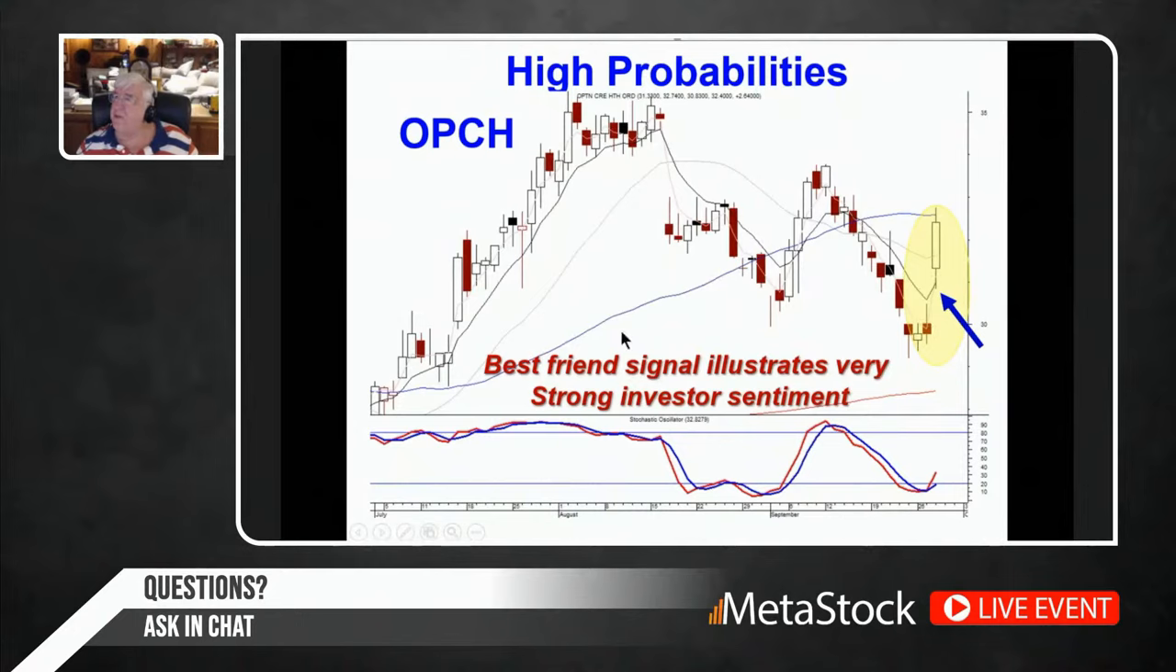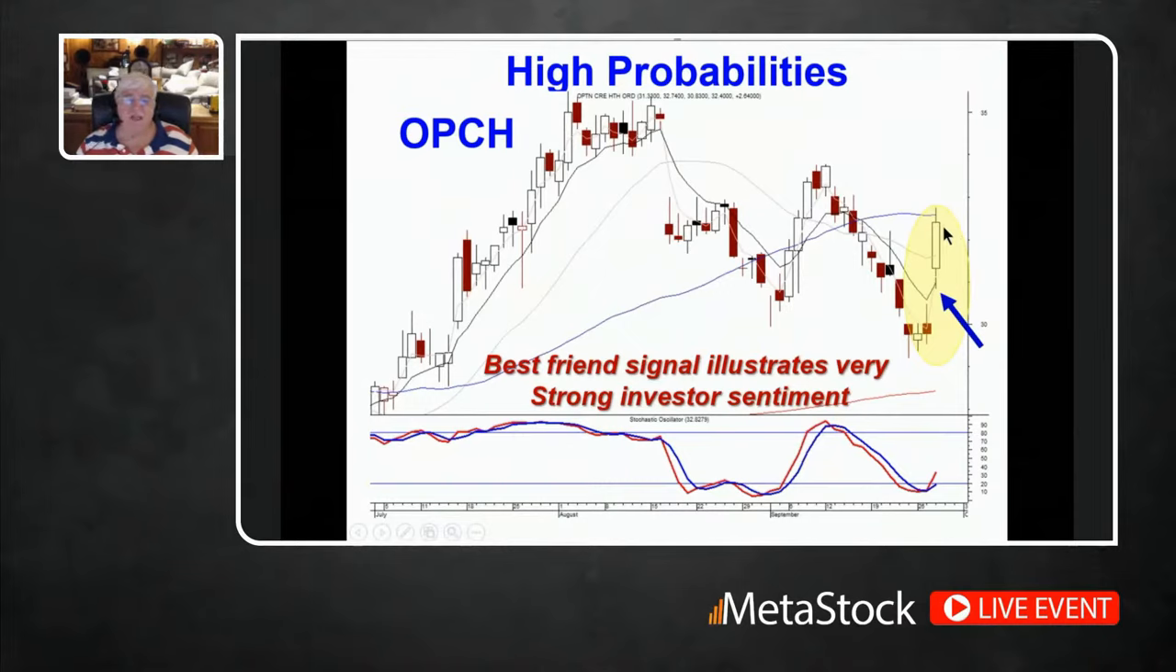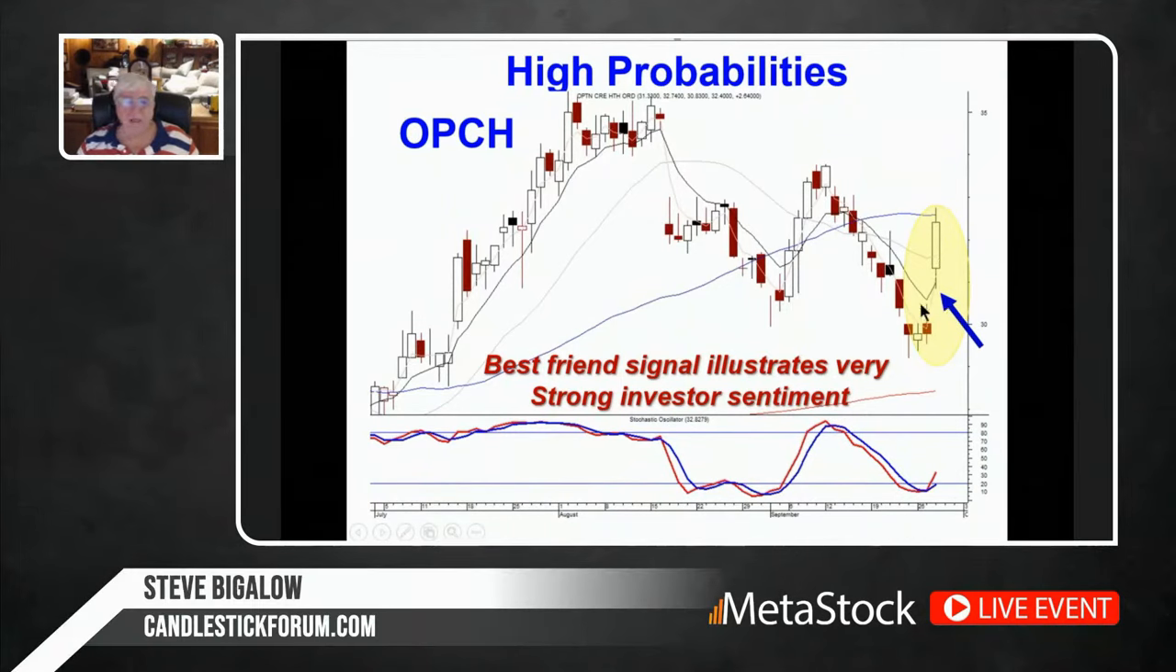There's your best friend on OPCH. This illustrates there's been a very strong reversal. And again, the best friend signal is our top ranked signal and pattern, number one, for three elements. One, that's telling you of a high probability direction. Two, the magnitude of the move is strong. And three, why do we have this ranked number one versus a kicker signal? Because the frequency of this signal is a lot more than a kicker signal. You might see 10 best friend signals for every kicker signal that you see. It's because you've got a lot more frequency occurring.